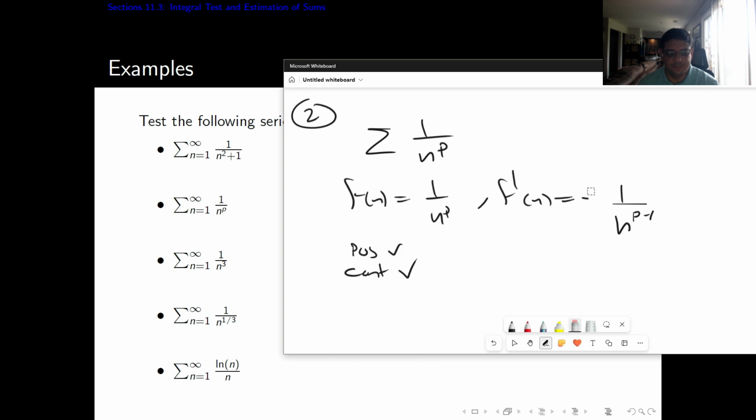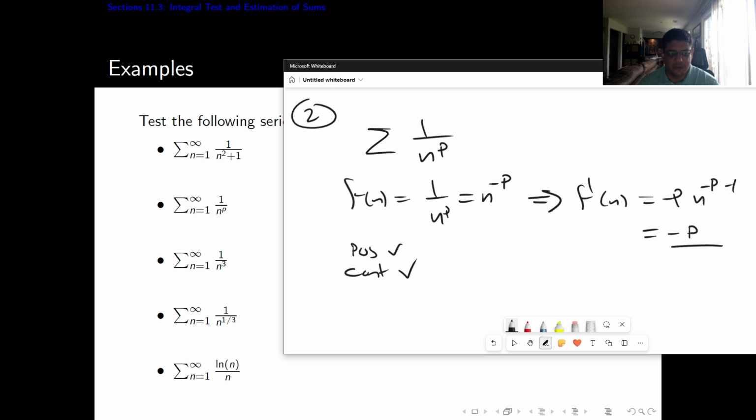Wait a minute. Let me write this properly. So the way that I can check the derivative very quickly is I write this as n to the minus p. And so that implies that the derivative is minus p n to the minus p minus 1. And so I can rewrite this as minus p over n to the p plus 1. It's the best way to write this one out. So as you can see, this is negative. And so that implies that f is going to be decreasing.